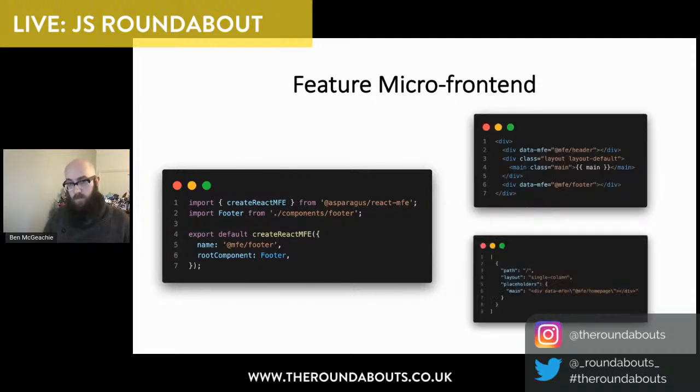What do routes and layouts look like for these things? So the top one there, that's a layout that's coming back from our configuration service. As I said, it knows the names of the micro frontends, but not much else. And below that is a route. For / use the layout single column. That's the layout that's above it. And for placeholders, for that main section there, use the MFE homepage. That's easy. That's it, super simple.